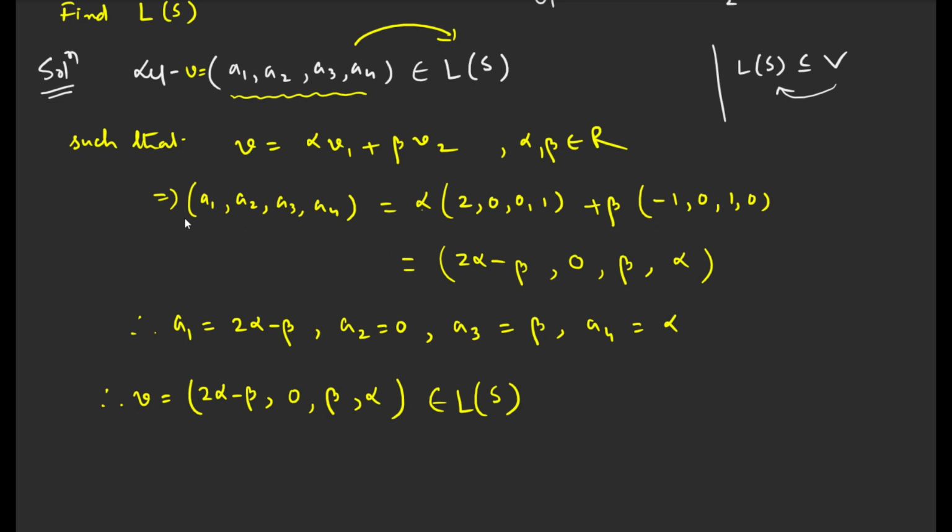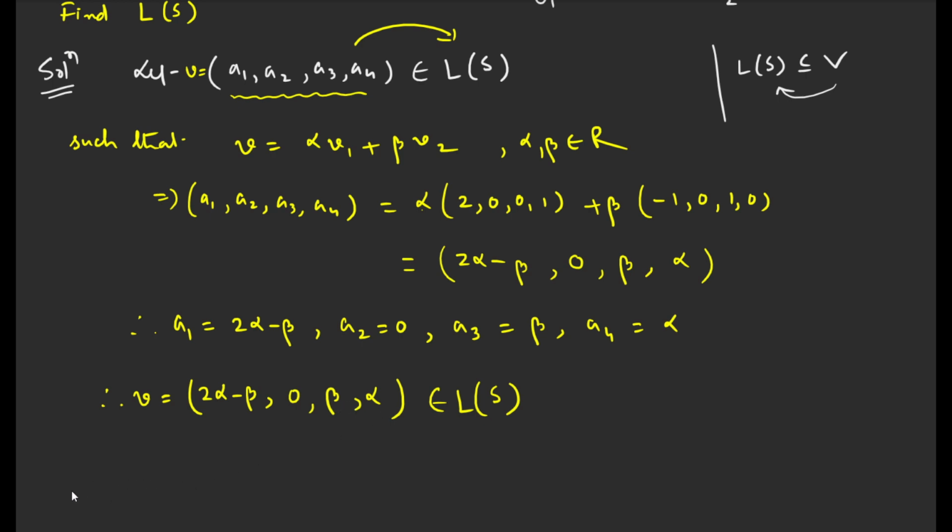So first we have to take an element and write that element as a linear combination of the elements of S. Then after calculation we have to find the values of A1, A2, A3 and A4. These values are all real numbers, because alpha and beta were real numbers. So 2 alpha minus beta is a real number, 0 is a real number, beta is a real number and alpha is a real number. So the elements of L of S will come in this pattern: 2 alpha minus beta, 0, then beta and alpha.